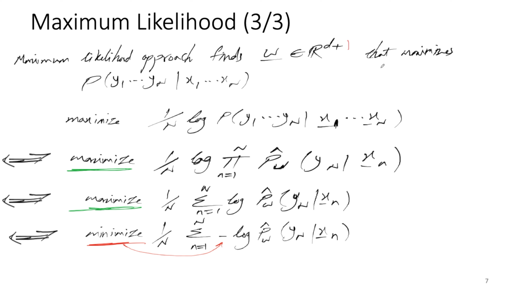So now we have 1 over n, the sum from n equals 1 up to N of minus log of p hat w of our yn's given our xn's. And finally, you're going to have 1 over n, the summation of n equals 1 up to N of en, which is our in-sample error for the vector w.